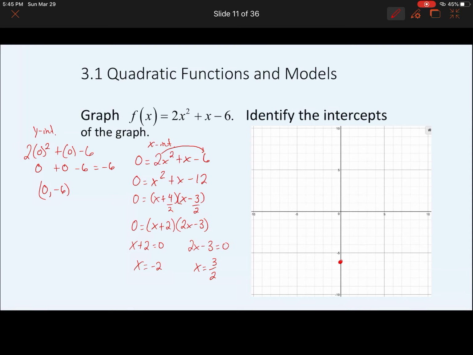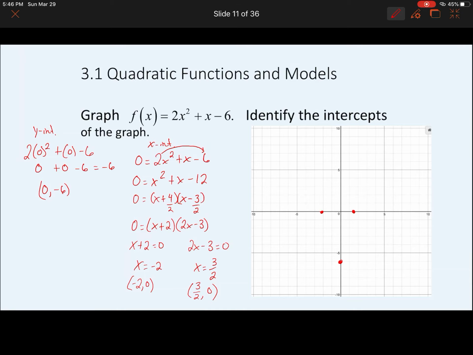Now, remember, to solve a quadratic equation, you're going to take both factors, set them equal to 0. So we're going to say x plus 2 equals 0. And when you subtract 2, you'll get x equals negative 2. And then we're going to take the 2x minus 3 and set it equal to 0. Add 3 and divide by 2, and you'll get x is equal to 3 halves. Now, remember, these intercepts are ordered pairs. So for the negative 2, our ordered pair is negative 2, 0. And for the 3 halves, it's 3 halves, 0.